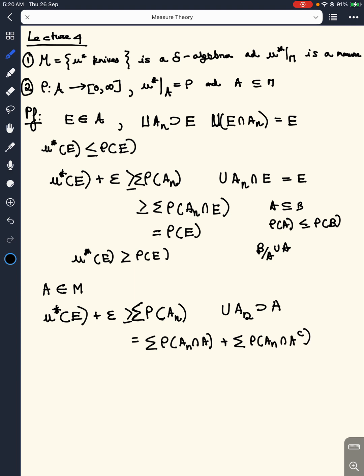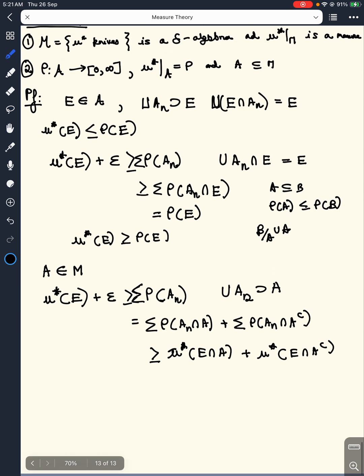Now since rho of an intersection A covers E intersection A, this is greater than mu star of E intersection A. Similarly, since they are in the algebra, this covers mu star of E intersection A complement. Since it is true for arbitrary epsilon, it is true for all, hence we are done. So the first part is proven.